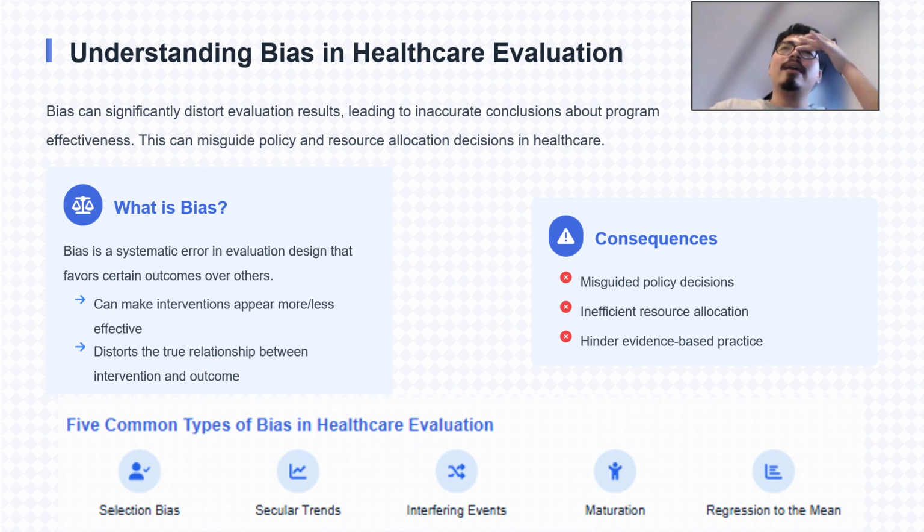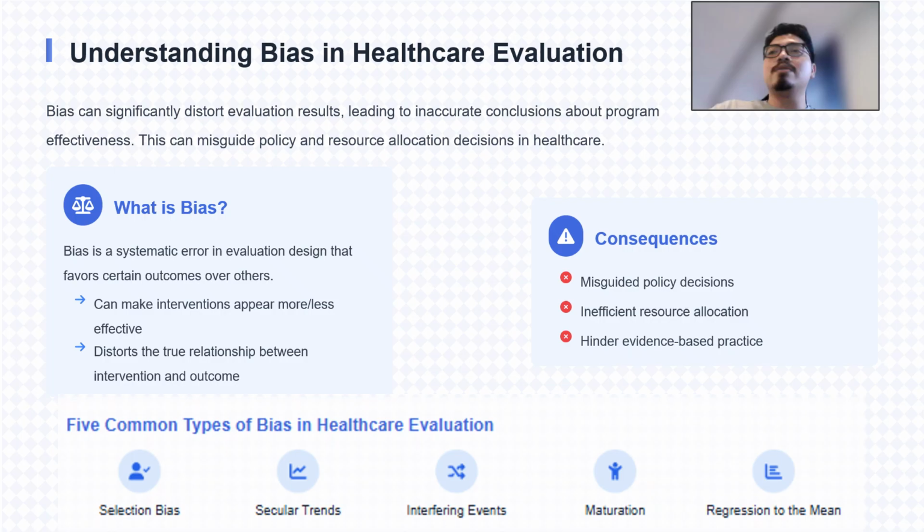Understanding bias in healthcare evaluation. Bias is a word that we hear a lot in research, but here it has a specific meaning. In program evaluation, bias means that the results we see are not a true reflection of reality. Something has caused the results to lean in one direction. Think of bias as a kind of blur in a picture. When you take a photo through a dirty window, the image isn't clear. The same happens with research.